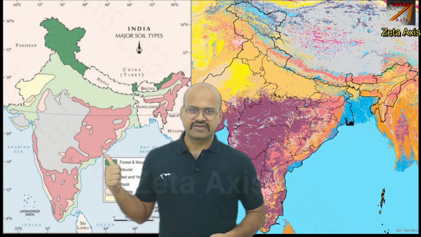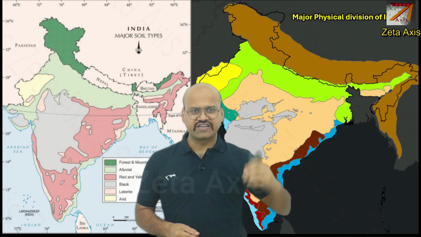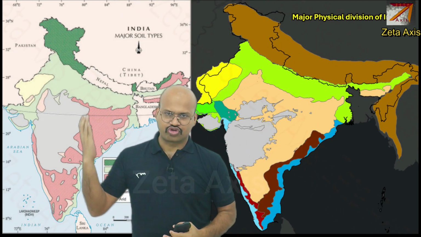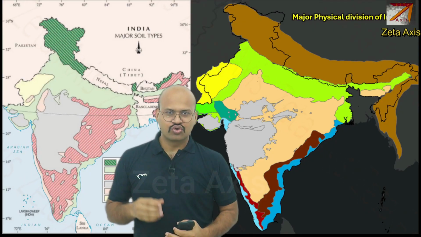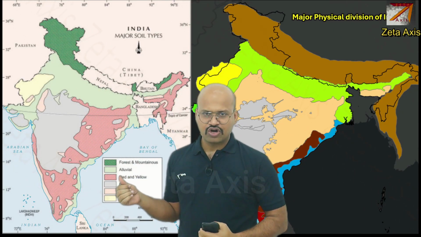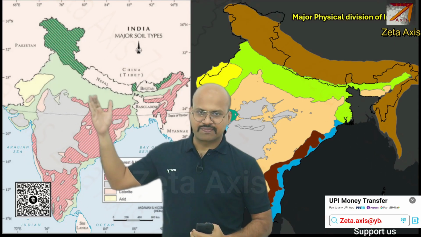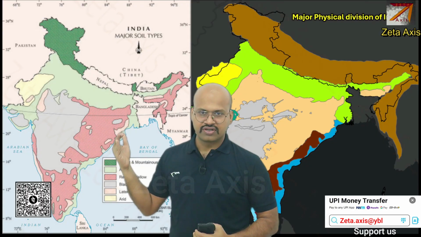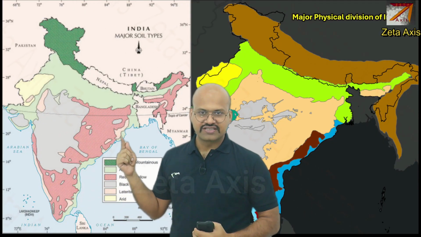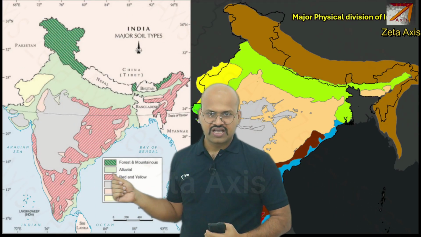So if we see this distribution of soil and compare it with the major physical divisions of India, then we can see that each type of soil is actually restricted to one physical division. Here we can see this is the alluvial soil. We can see that here is the Gangetic plains. This whole region can be seen as alluvial soil. We can see that there is this green color in this whole eastern coastal plains. So all of this is alluvial soil.